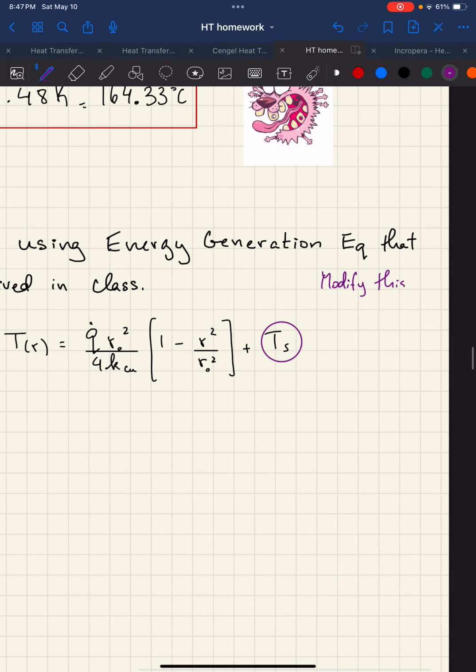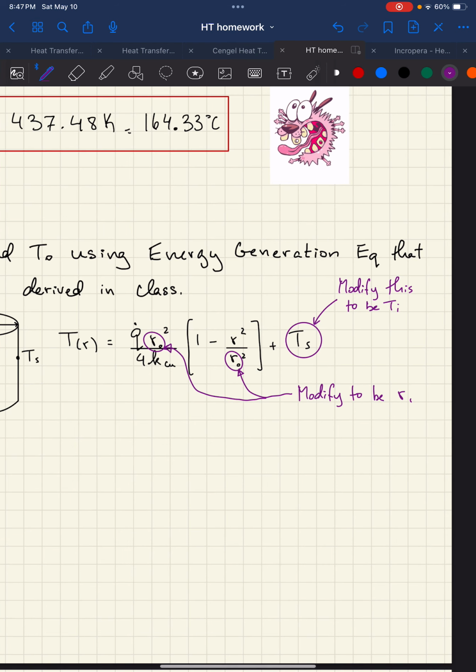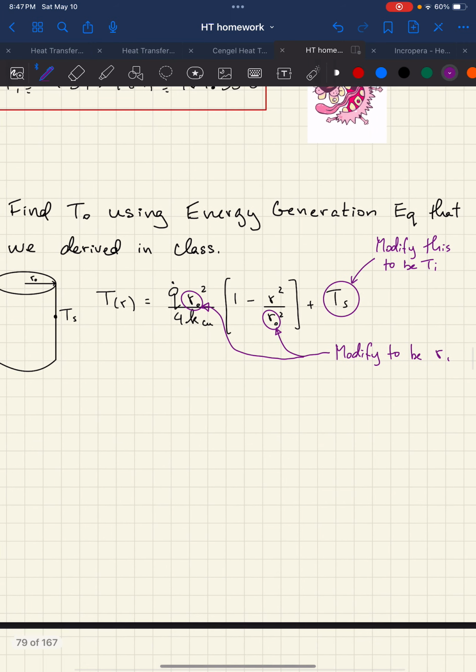Modify this to be Ti. The R naughts, of course, also have to be modified because the radius of the conductor is not R naught. In this problem, it's called R1. So these, let me make that a little bit more legible. Modify to be R1. Okay, let's go ahead and do that.